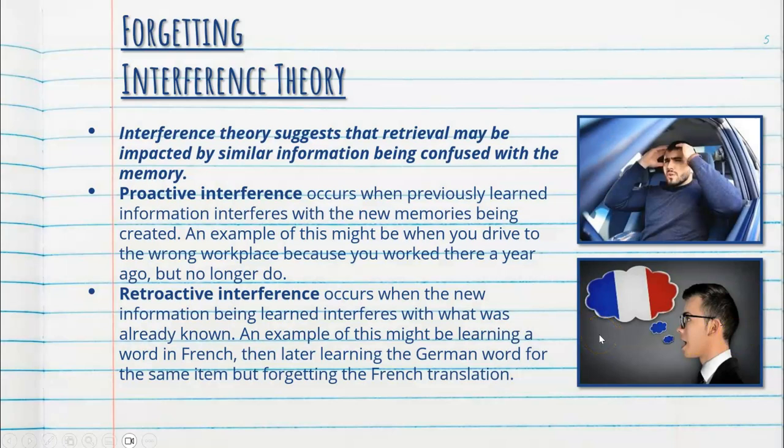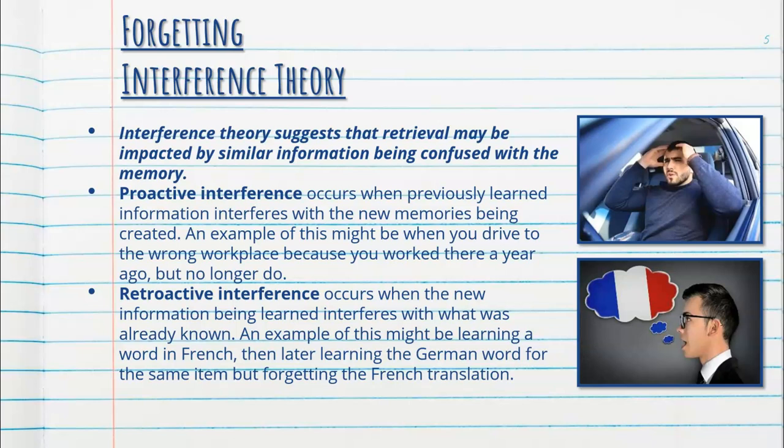Now let's look at interference theory. This suggests that retrieval may be impacted by similar information being confused with the memory. So there are 2 types of this: proactive interference and retroactive interference. Proactive interference occurs when previously learned information interferes with the new memories being created. A very common example is when you drive to the wrong workplace or to the wrong school because you worked there a year ago but no longer do.